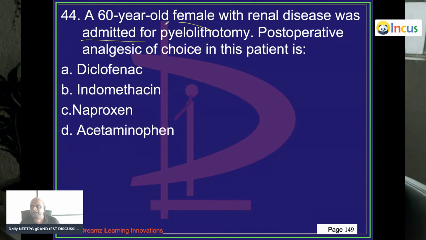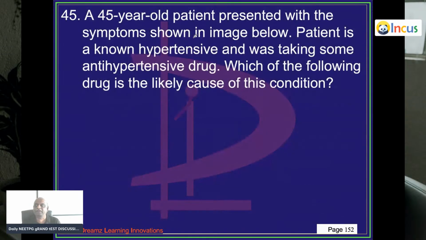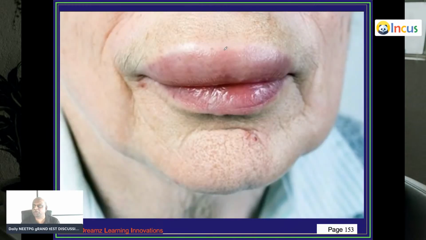A 60-year-old female with renal disease with pyelolithotomy. What is the post-operative analgesic of choice? Acetaminophen. A 45-year-old presented with symptoms which are being shown in the image below. There is a development of what? Angioedema.